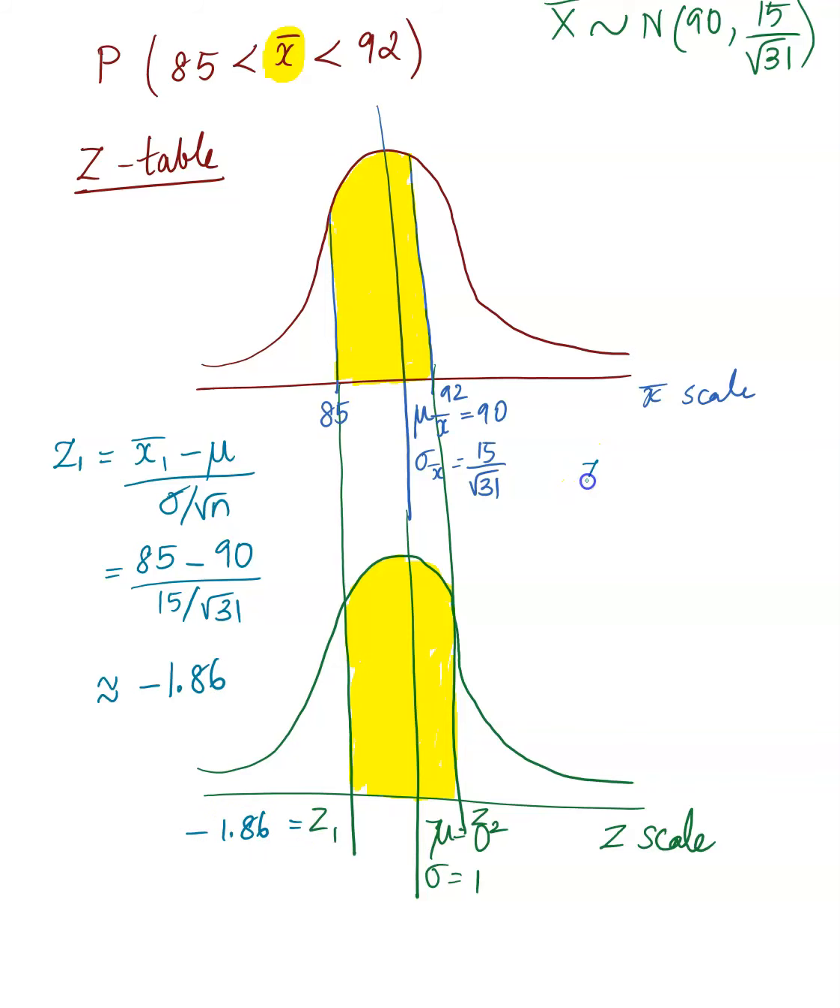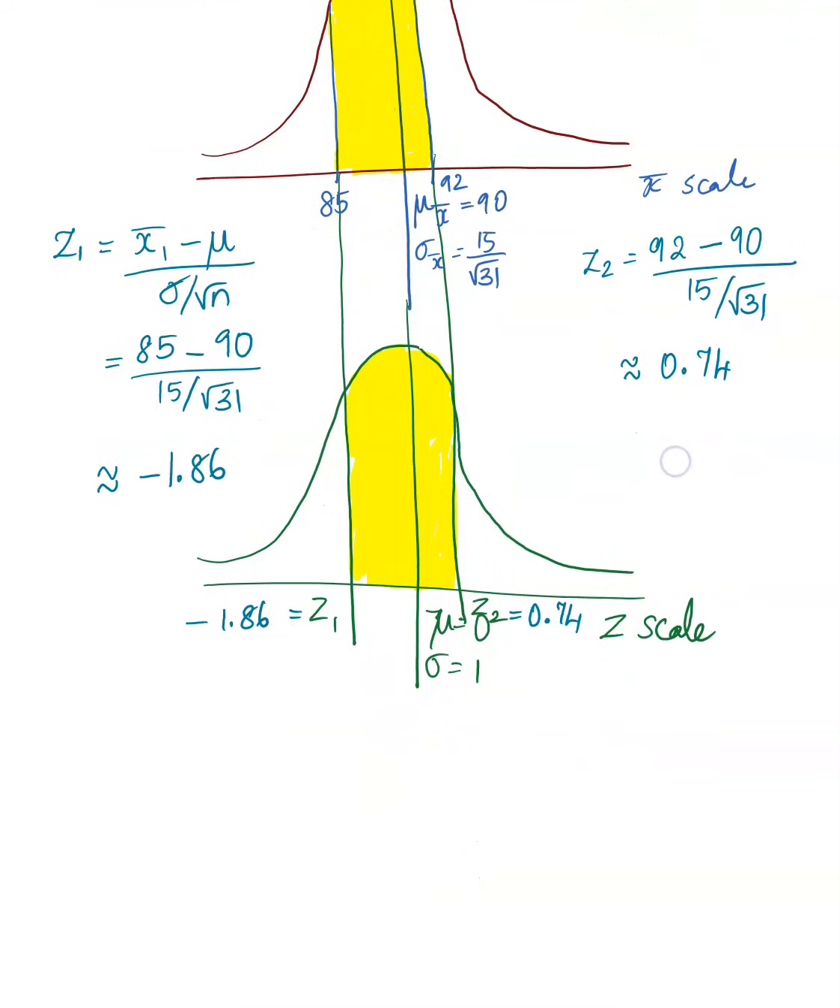Then I come over here to get my Z2. Z2 is 92 minus 90 over 15 over root 31. That comes out to be approximately 0.74. Quickly check if your values are meaningful. The Z1, which is to the left of the mean, should be a negative value, and Z2, which is to the right of the mean, should be positive. So we got those.